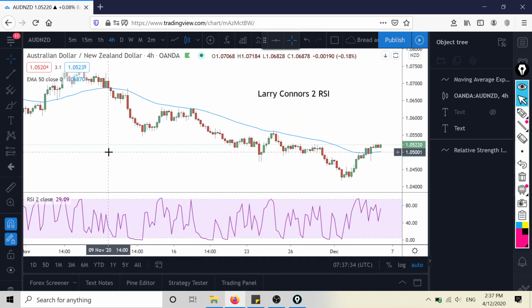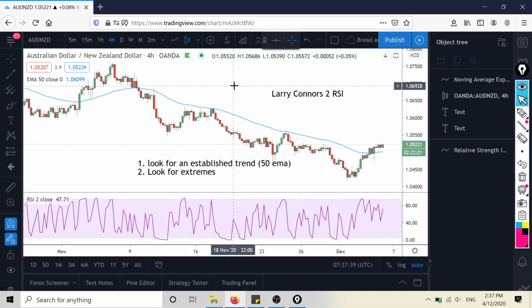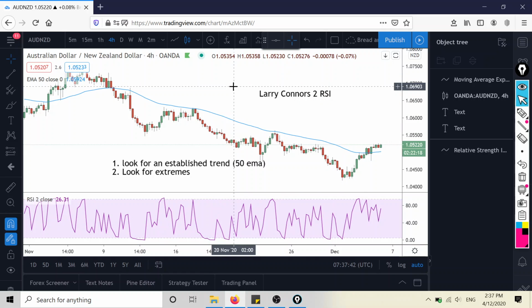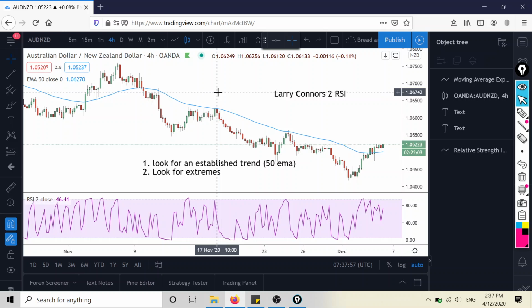Okay, so this is how I use this system, and I'm so happy that I want to show it to you. First things first, guys, to trade this system, number one, you need to look for an established trend. And how do you do that? Myself, I use the 50 EMA. If the price is below the 50 EMA, then the trend is down. And of course, you need to see it visually, that it's an established trend, with the price going lower and lower, making lower highs and lower lows, right?